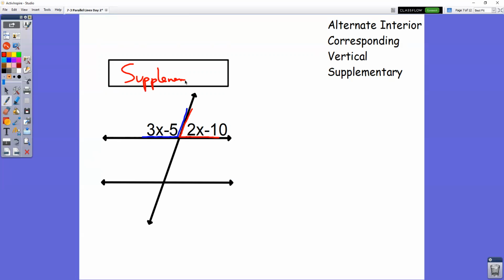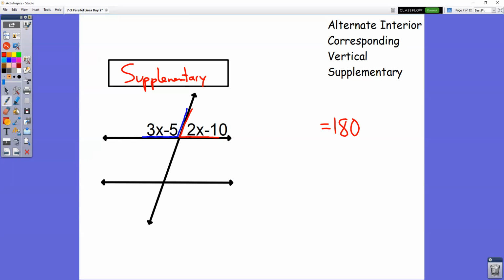We also know that they are supplementary because they are right next to each other. They're taking that straight angle and dividing it into two pieces. So we know that they are supplementary angles. Now, supplementary angles add up to 180. So we can put an equals 180 right at the end.